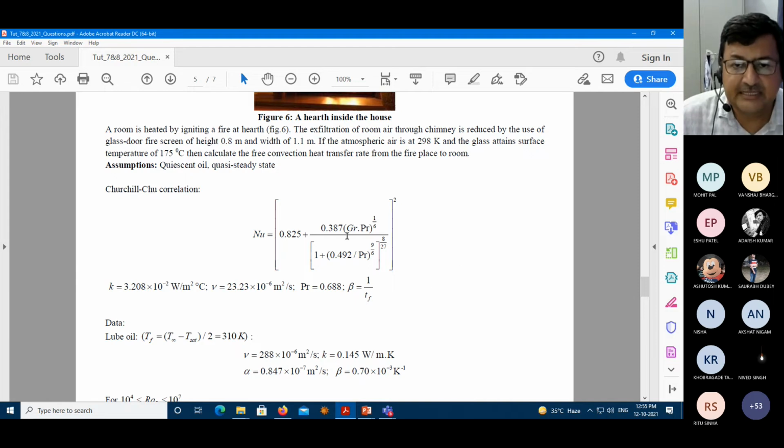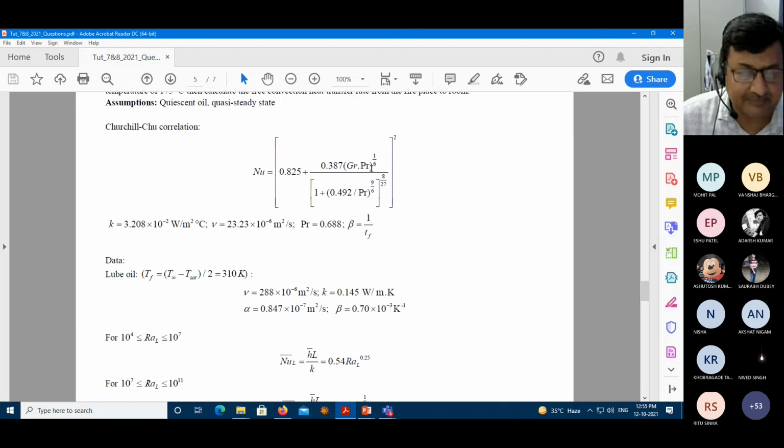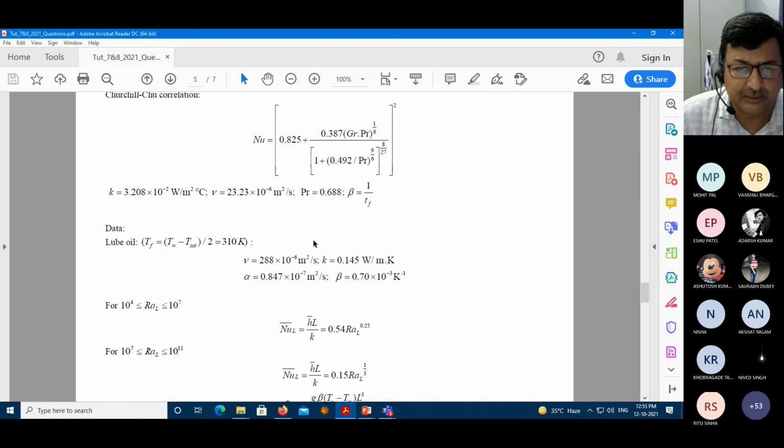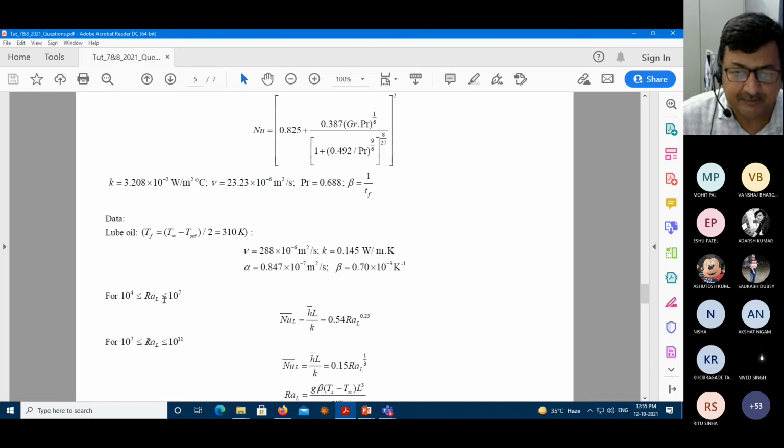So this Gr is the Grashof number, right? And this Pr is the Prandtl number. So instead of the Reynolds number, now you have to calculate the Grashof number. Now what is a Grashof number? Your expression for the Nusselt number is given. Grashof number times Prandtl number is your Rayleigh number.